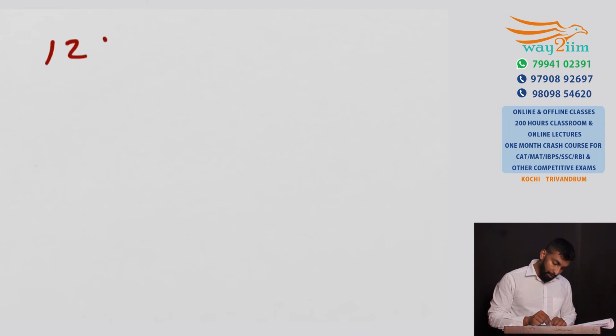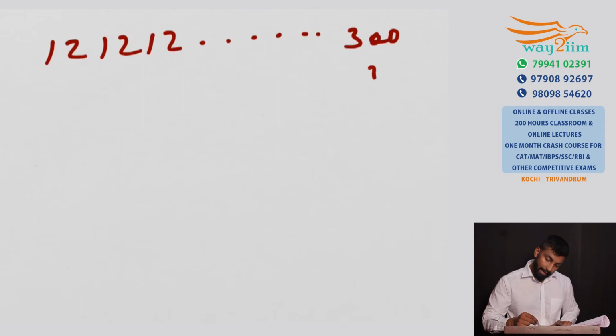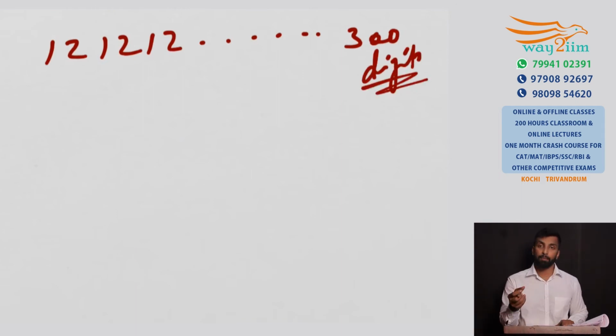Now let's take one more example. I'll take a number as 1, 2, 1, 2, 1, 2, etc., up to again 300 digits. What does this mean? You have 150 groups, right? One group means 1, 2, and so on. You have 150 groups, right? So this is your n that is given.